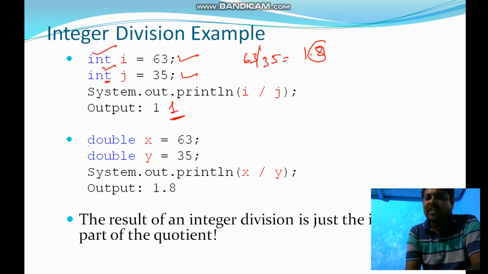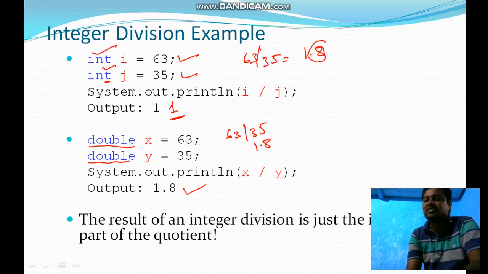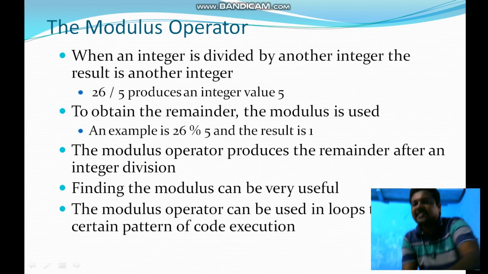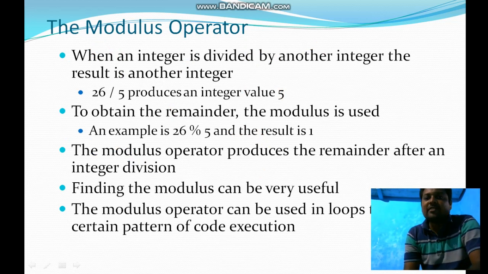If you are using a double data type, then 63 divided by 35 will give you 1.8, as it is. So keep in your mind, integer division always gives an integer result. There are possible questions on this. Okay, clear? Next we have another operator, the modulus operator.